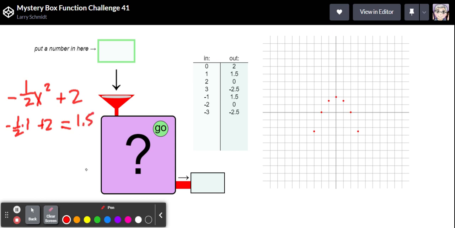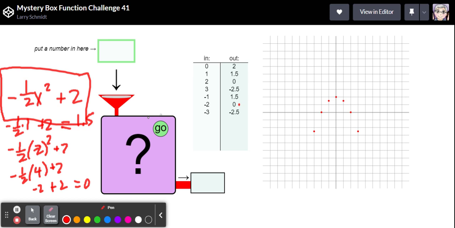Okay, let's try a -2. So -1/2 times -2 squared. Of course, when you square a -2, it's going to be a +4. So -1/2 times 4. And we've got a +2 we have to put in there. So -1/2 times 4 is -2 plus 2. So if I put in -2, I should get 0. Aha, and I do. Okay, so this is definitely checking out. I think we got lucky by just guessing that it's 1/2 and putting that in there. So I think I'm going to go ahead and reveal this and see if we're right.